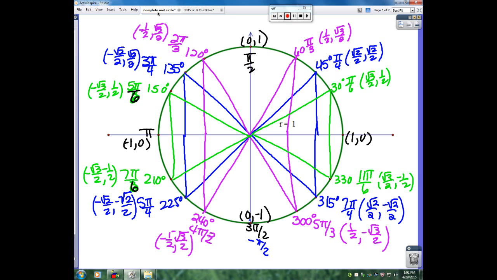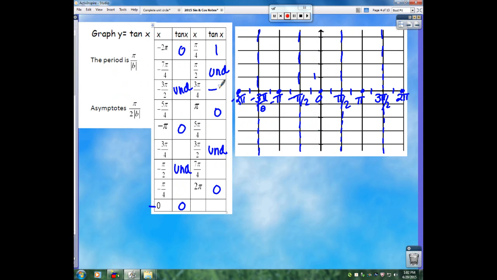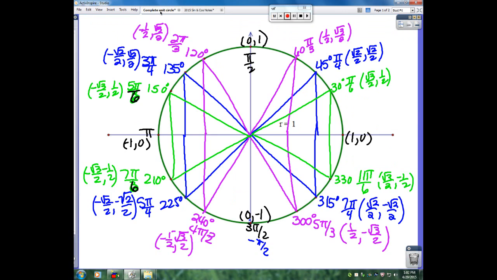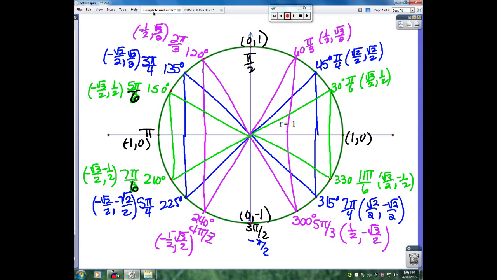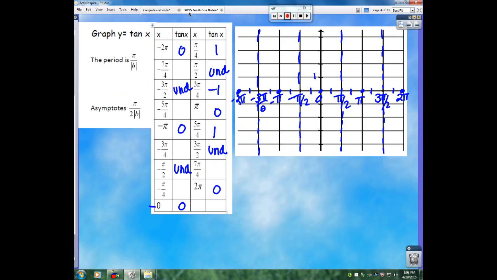At 3 pi over 4, we're at negative 1. At 5 pi over 4, we're at positive 1. And at 7 pi over 4, we're back at negative 1. So that's going to help us complete our pattern. Alright, so let's fill in those values.